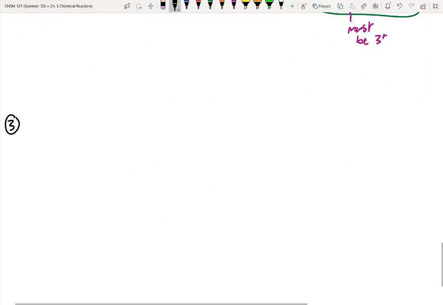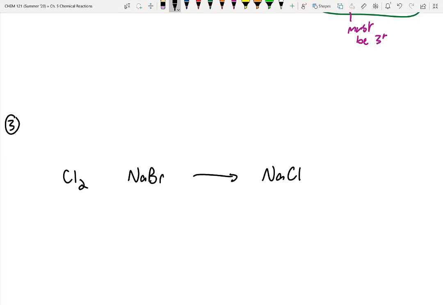Okay. Let me go through my list of potential ones. Oh, here's a fun one. Actually, sorry, I'm changing my mind. Let's do this one. So we've got Cl2, this is chlorine gas, and sodium bromide reacting together to make sodium chloride plus elemental bromine.